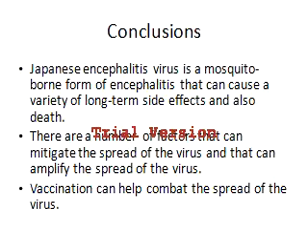Conclusions. Japanese encephalitis virus is a mosquito-borne form of encephalitis that can cause a variety of long-term side effects and also death. There are a number of factors that can mitigate the spread of the virus and that can amplify the spread of the virus. Vaccination can help combat the spread of the virus.